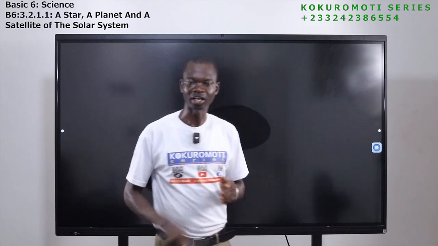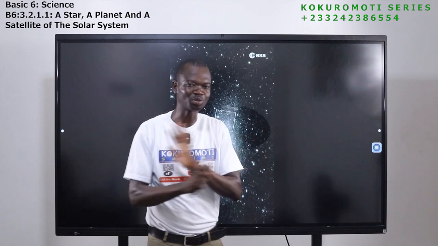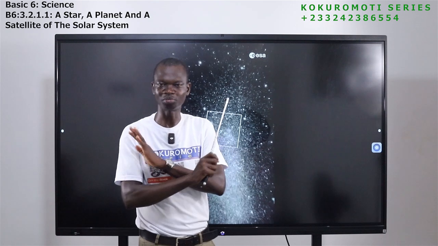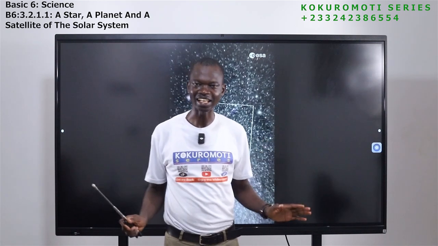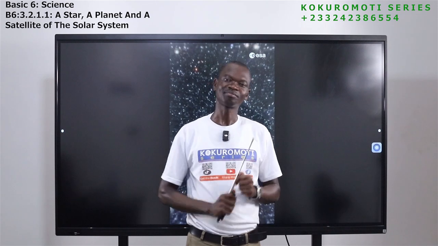So we have learned about three things. Planets: planets are heavy bodies that move around the sun. Planets do not produce their own light. They do not produce their own heat. They get their light and their heat from the sun, because they move around the sun.